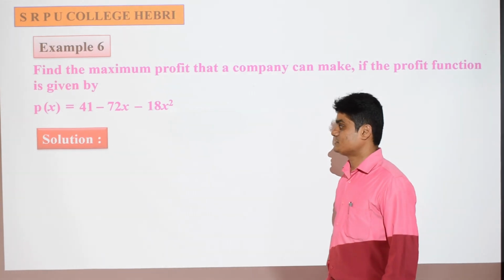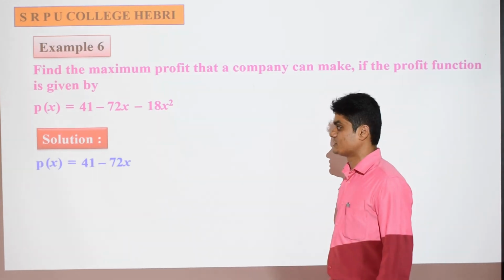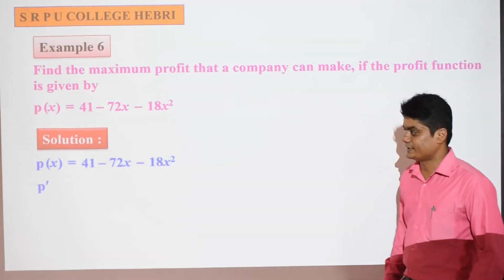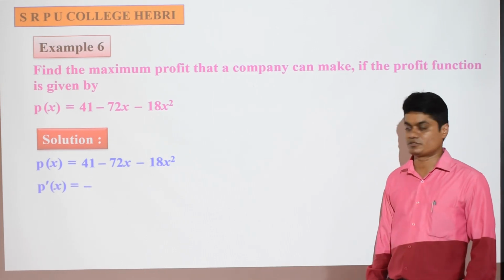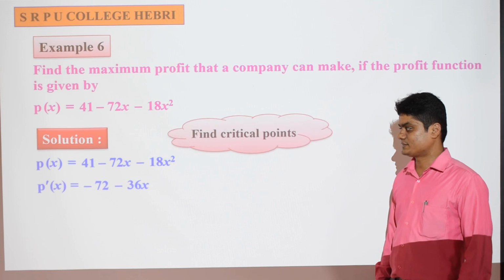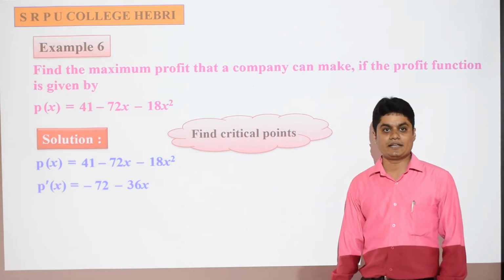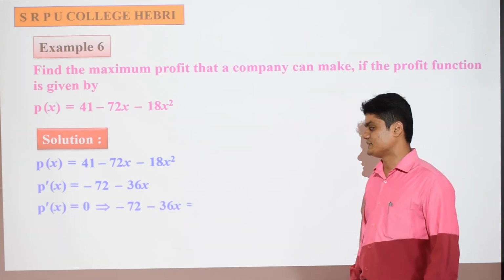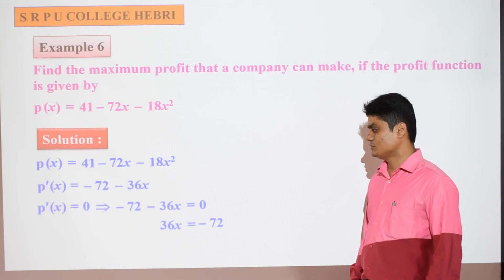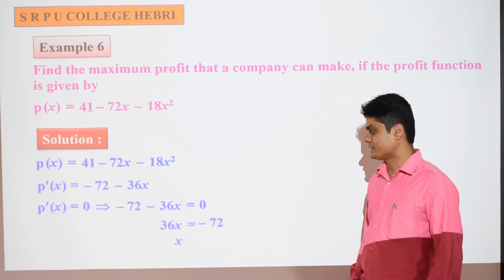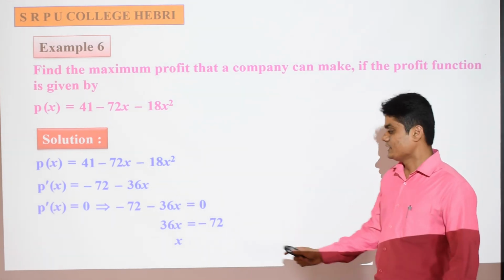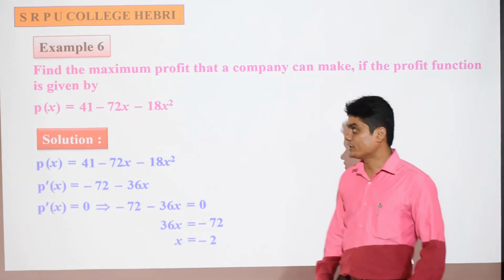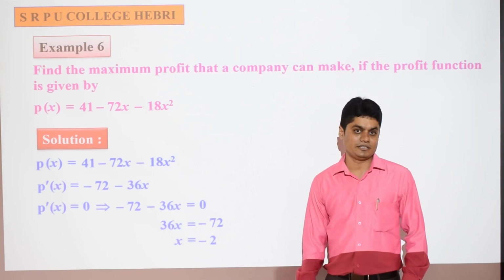Okay. So first take P of x and its differentiation. P of x is equal to 41 minus 72x minus 18x square. So differentiate with respect to x. For 41 it is 0 because it is constant. So P dash of x is minus 72 minus 36x. Then you have to equate this with 0. So P dash of x equal to 0 implies minus 72 minus 36x is equal to 0. So x is equal to minus 2 because 36 into 2 is 72. So the critical point of this function is only one, which is x is equal to minus 2.